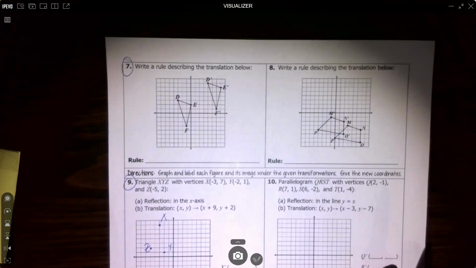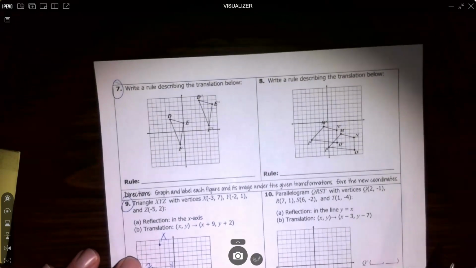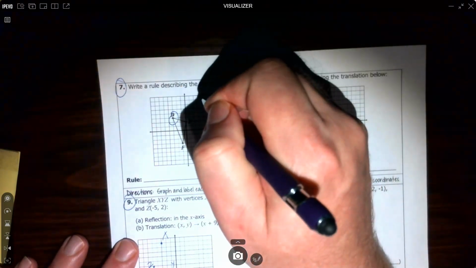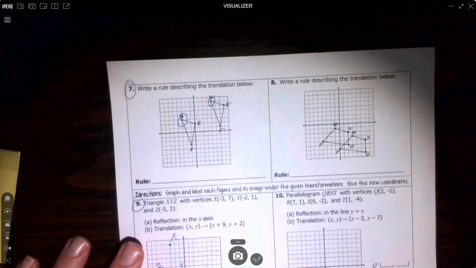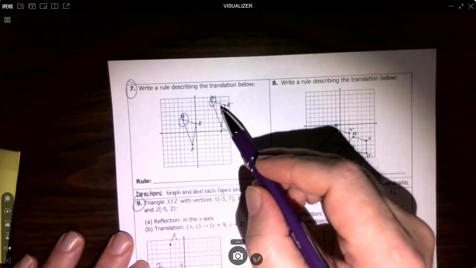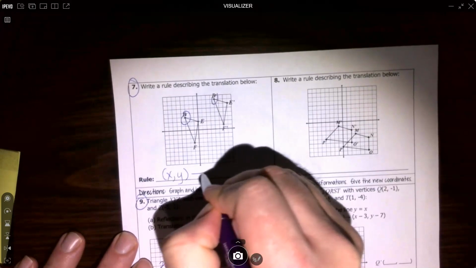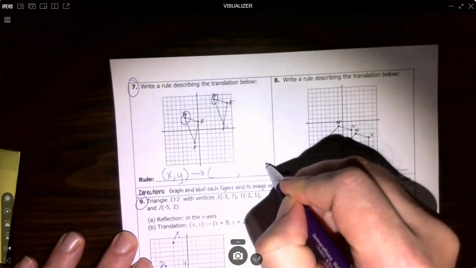All right, so number 7 says write a rule describing the translation. All I have to do is pick a point that I can read. So let's say I want to take that point, and I'm going to go to its image. So the pre-image of D and then the image of D. How did I get there? That's how I write the rule. So you start off putting x comma y leads to, and then you're going to leave yourself some space.